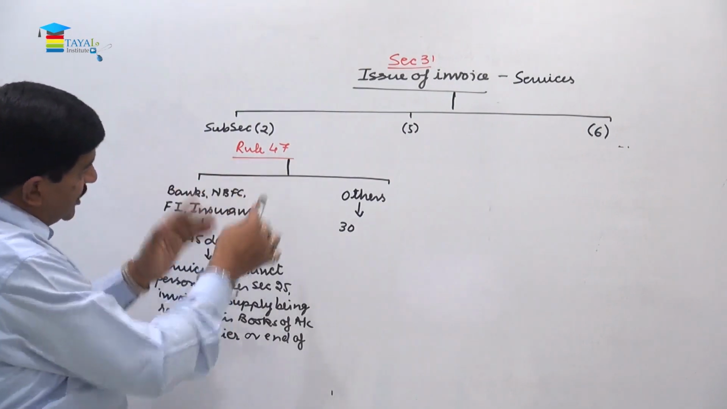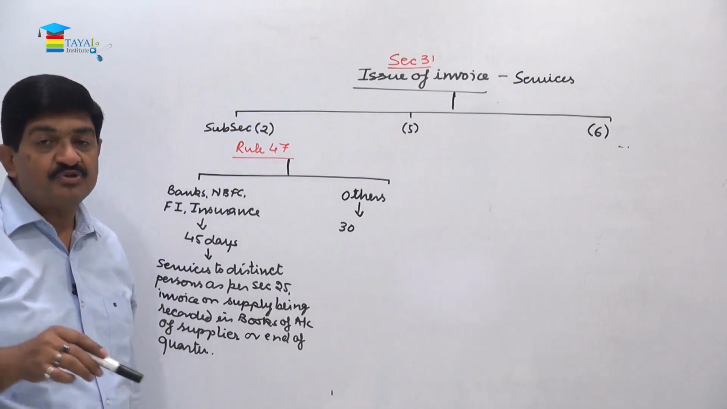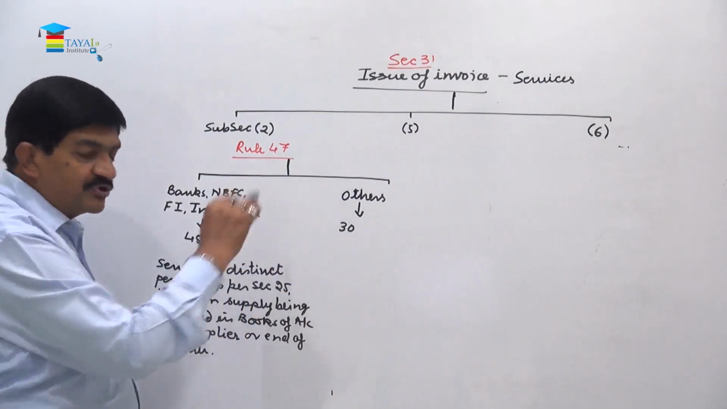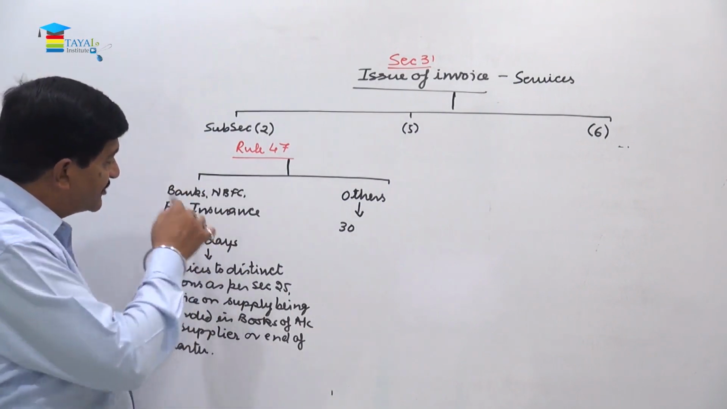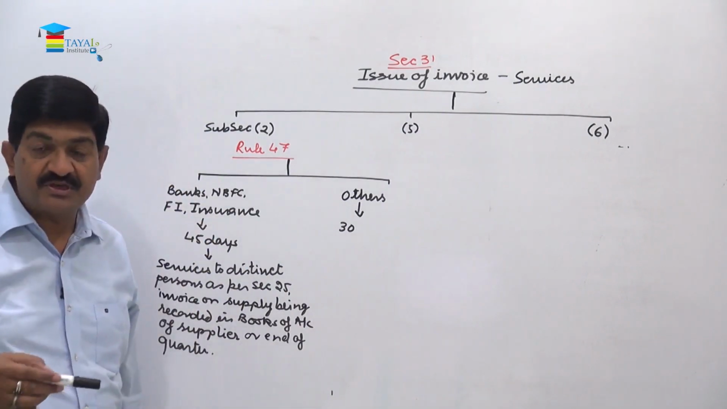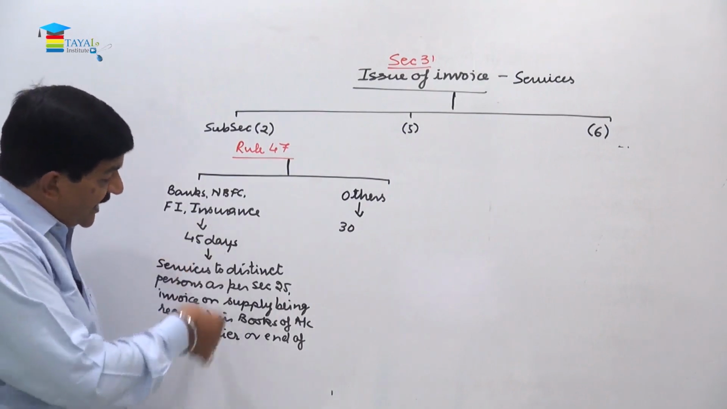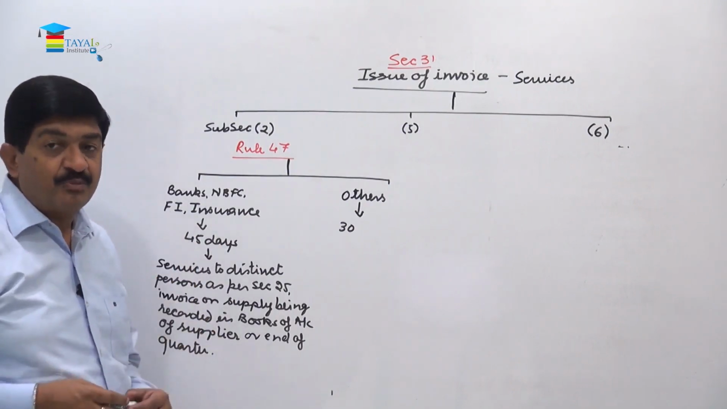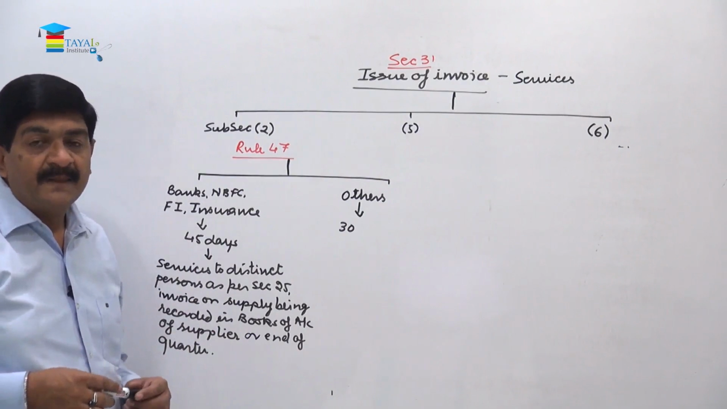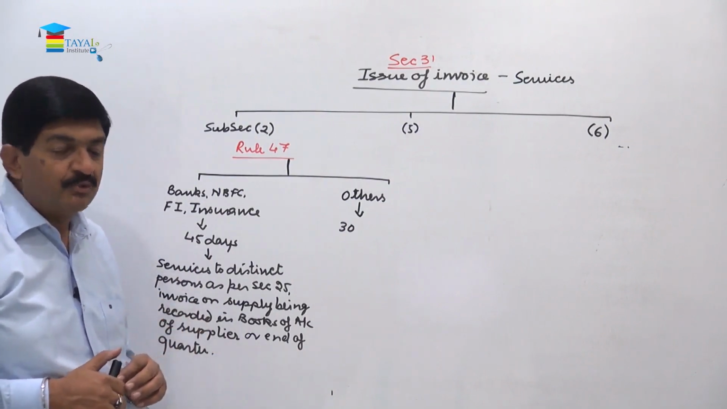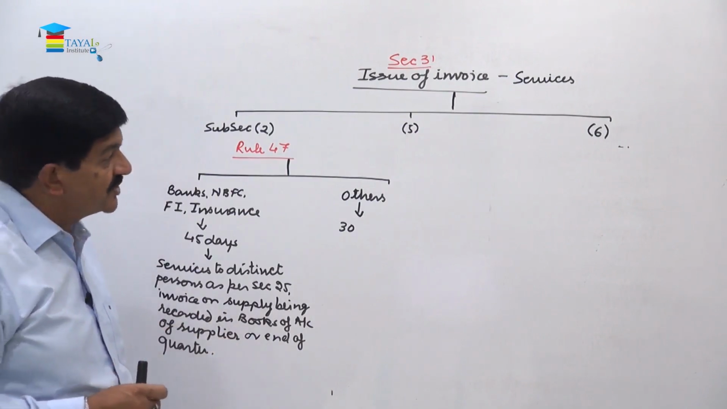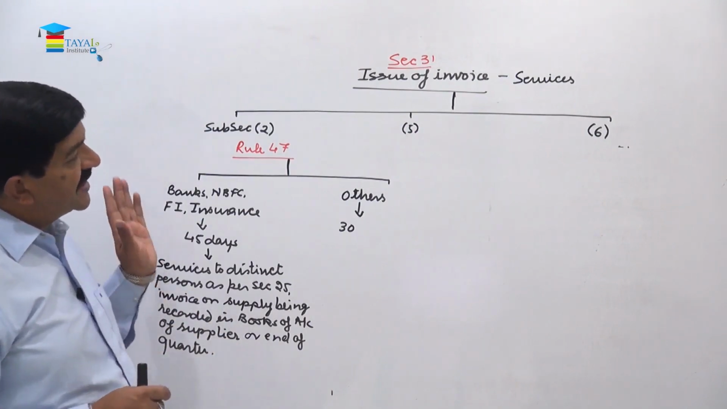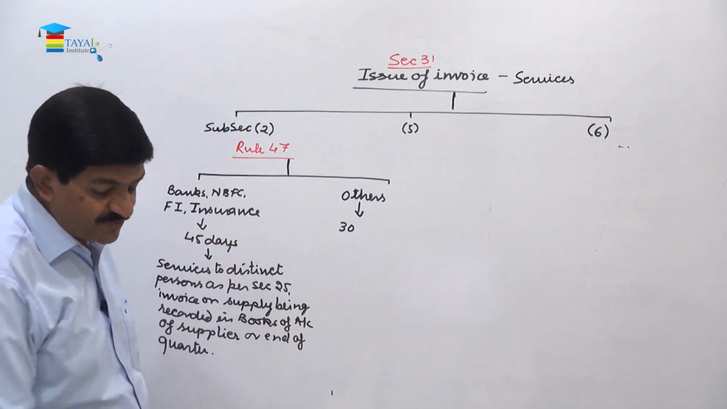So this is nutshell of rule number 47 when the invoice is to be raised. So generally the invoice is to be raised within 30 days of the provision of service or receiving the payment, whichever comes earlier, but in case of bank, NBFCs, financial institutions and insurance, within 45 days. And there also, if the services are provided to the distinct person, then when those services are recorded in the books of account or then end of quarter, whichever comes earlier. So this is the time for issue of invoice specifically.